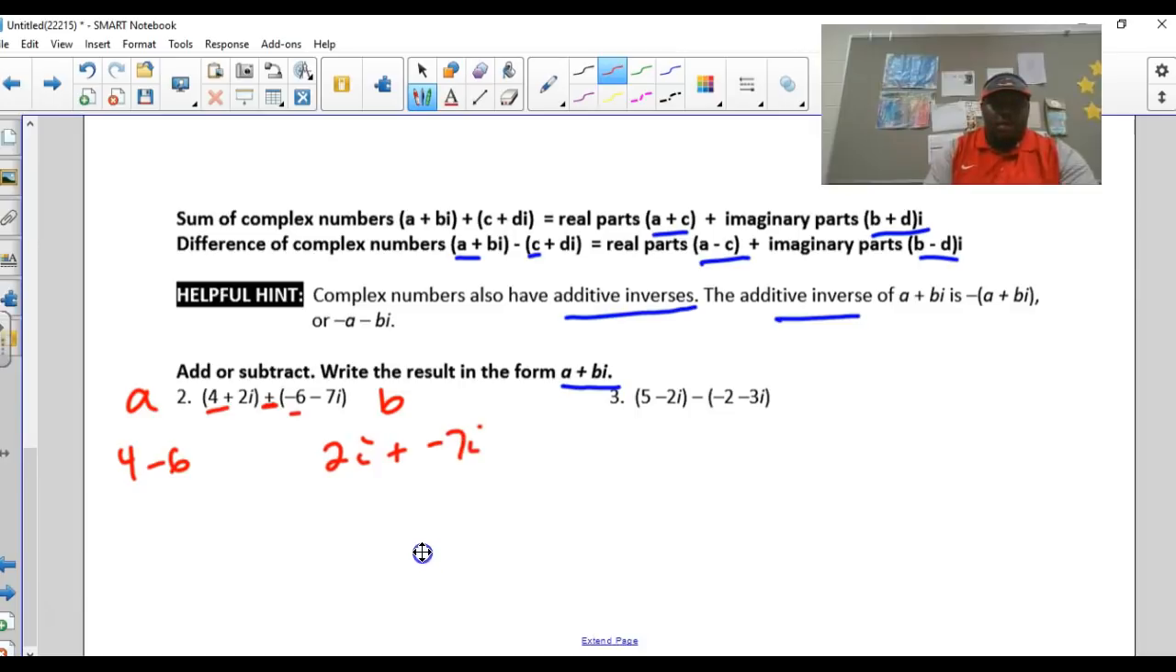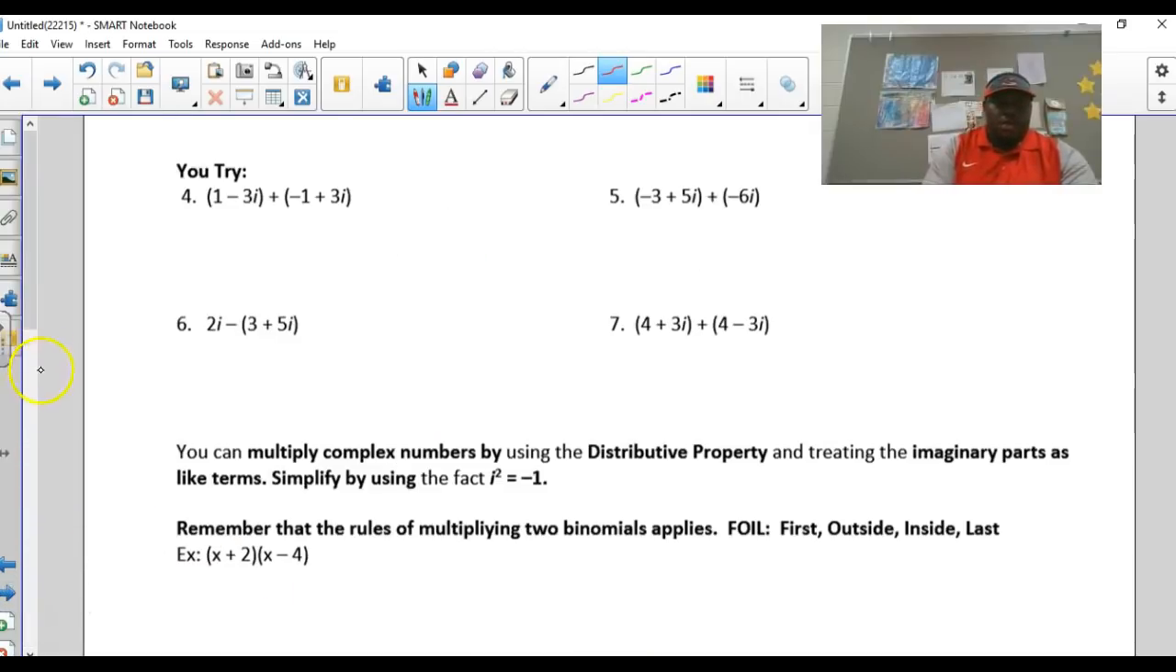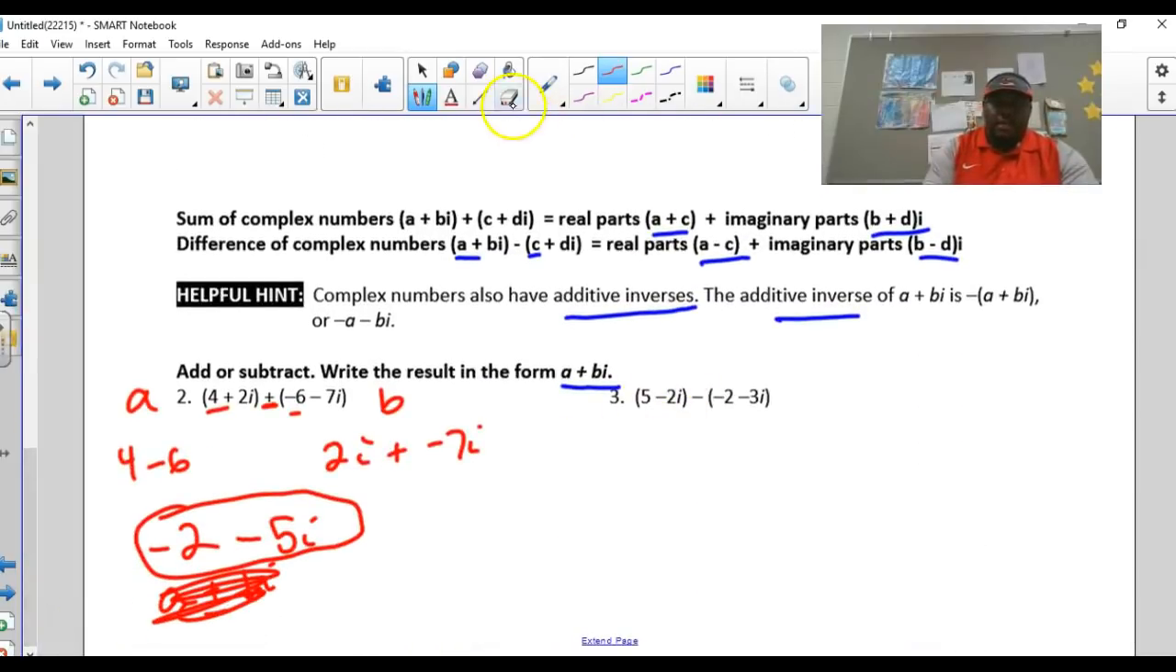Now for my real part, I have 4 minus 6, negative 2. And over here for my imaginary part, I have 2 plus a negative 7. But guys, it's really 2 minus 7, which is going to be negative 5i. Remember the i, you treat it like a variable here. It stays. So this is in our a plus, or in this case, a minus bi form. That's the solution. Now, we got one more. This one is a minus.